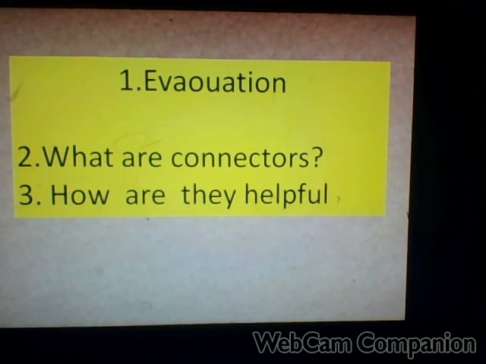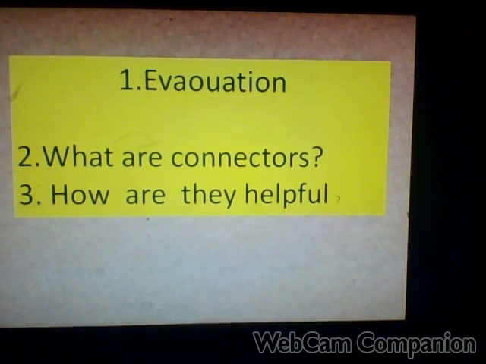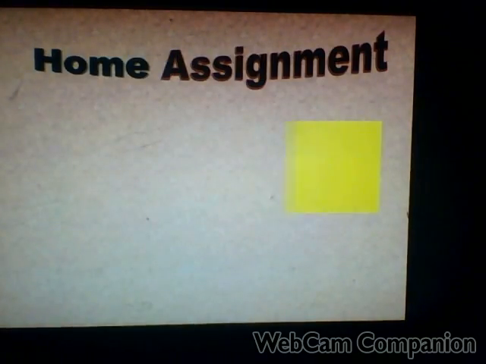Dear students, now it is your turn to give your feedback, evaluation. What are connectors? Connectors সমূহ কি কি? Good job, you are okay. The connectors are joining words. They join the words, phrases, or clauses, or ideas. How are they helpful? The connectors are greatly helpful because they help us to write smoothly, to join the ideas, phrases, and clauses.